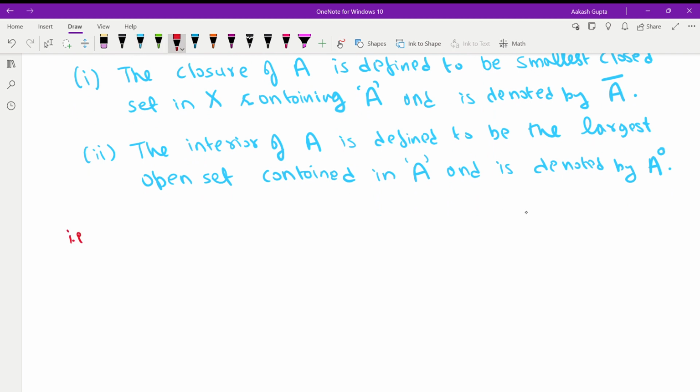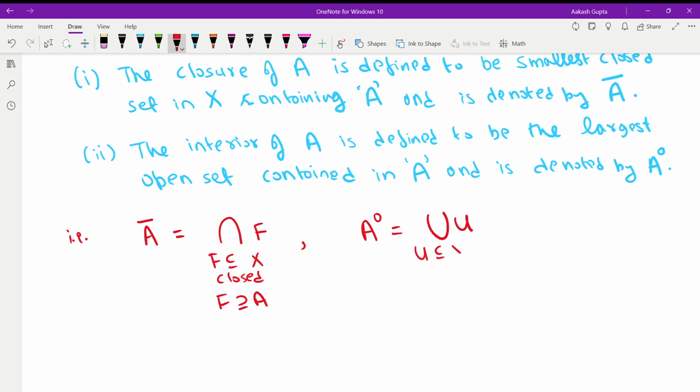So let me conclude it here. What is A closure? It is the intersection of all closed sets such that they contain A. Okay. And what is A interior? This is the union of all open sets U such that U is sitting inside A. So these are various ways to write it, right? Very nice.